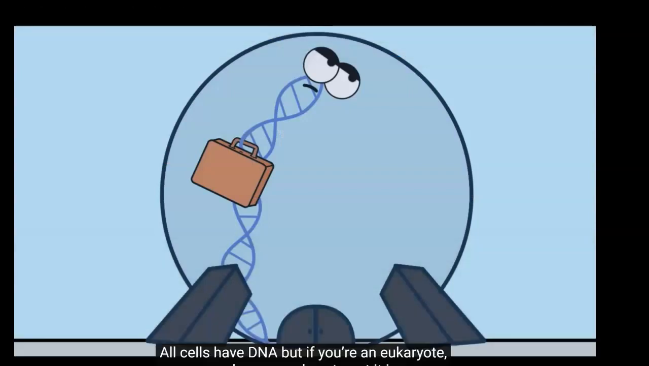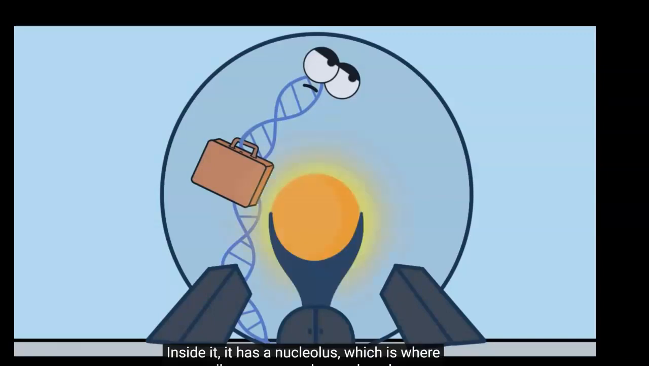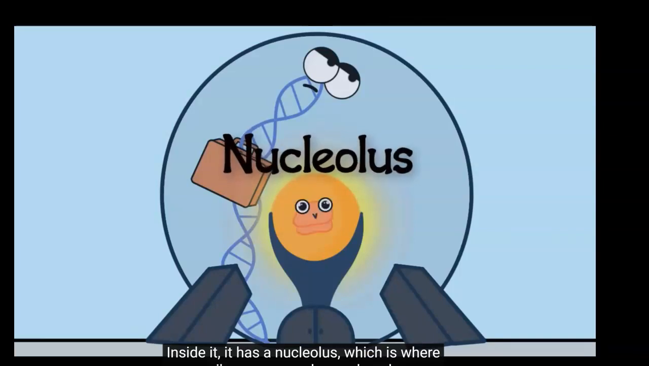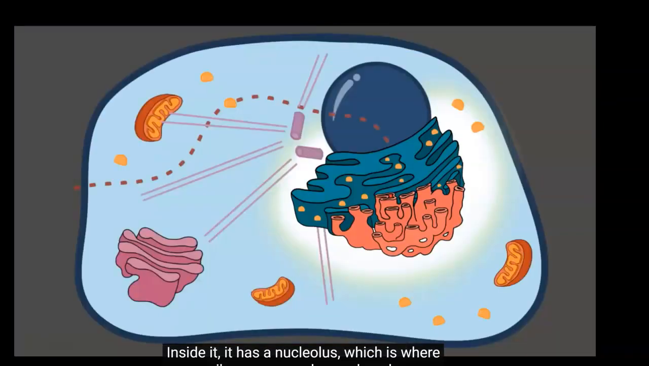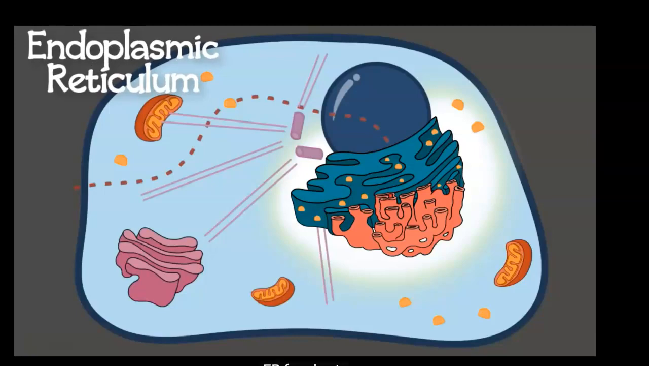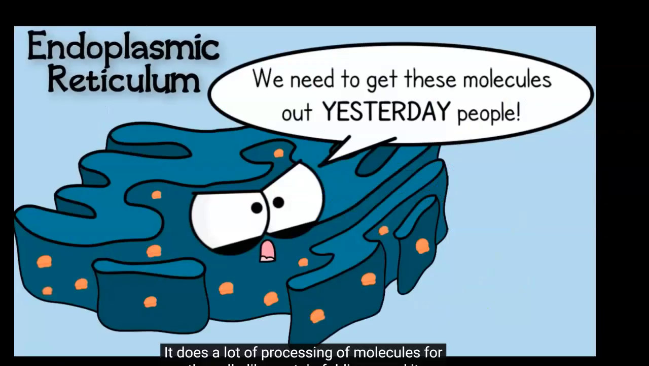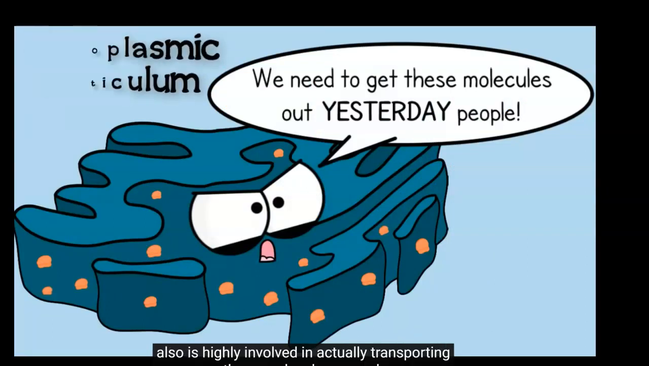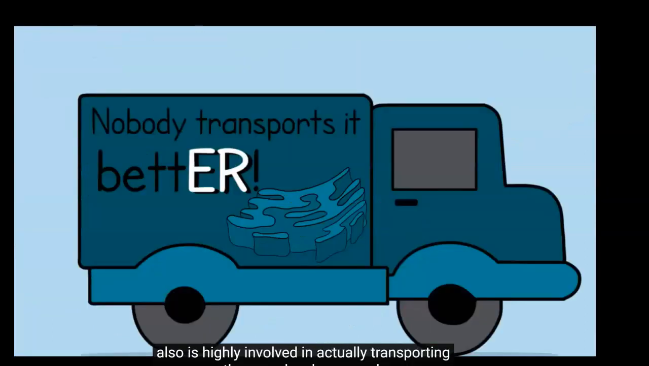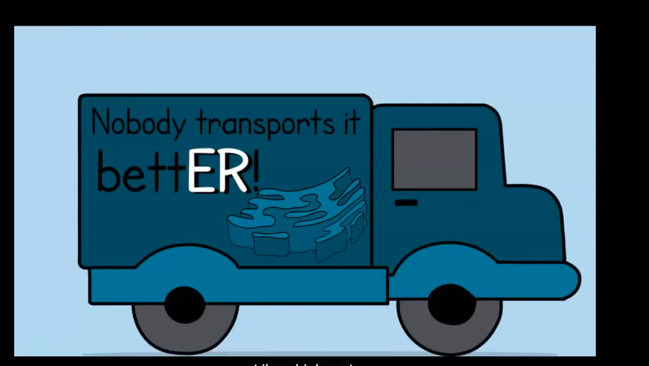Both prokaryotes and eukaryotes have DNA, but if you're a eukaryote, you have a nucleus to put it in. The nucleus controls the cell's activities, and inside it, it has a nucleolus, which is where ribosomes can be produced. Attached to the membrane of the nucleus, or nuclear membrane, you will find the endoplasmic reticulum, ER for short. It does a lot of processing of molecules for the cell, like protein folding, and it's highly involved in actually transporting those molecules around, like a highway.